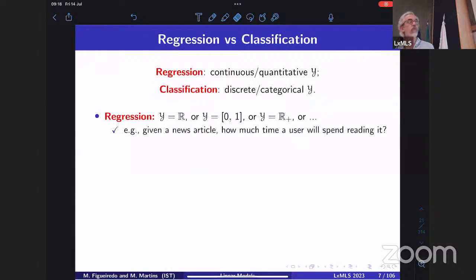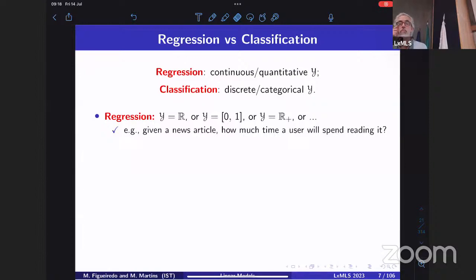Examples of regression are, for example, if the output set is the real line, this real number, or some number between 0 and 1, which you can think of as a probability, or a positive number, if you know that the quantity you're predicting is necessarily non-negative, or it can be many other things. So for example, given a news article, as a very toy example, you want to predict how much time a user will spend reading it.